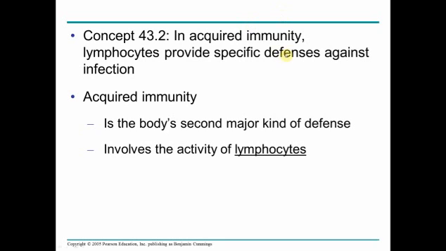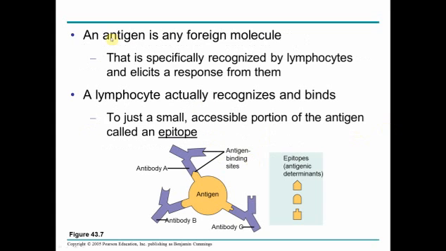This is now very specific defense against infection, and it's tied to lymphocytes that we'll get to. Acquired immunity is the second major kind of defense, lymphocytes. Now, lymphocytes are going to respond to antigens. Antigens are foreign molecules of any type, even if it's something you shouldn't be viewing as foreign, like pollen. If you view it as foreign, we essentially group it and call it an antigen. And you're going to produce a specific response to these antigens using lymphocytes.